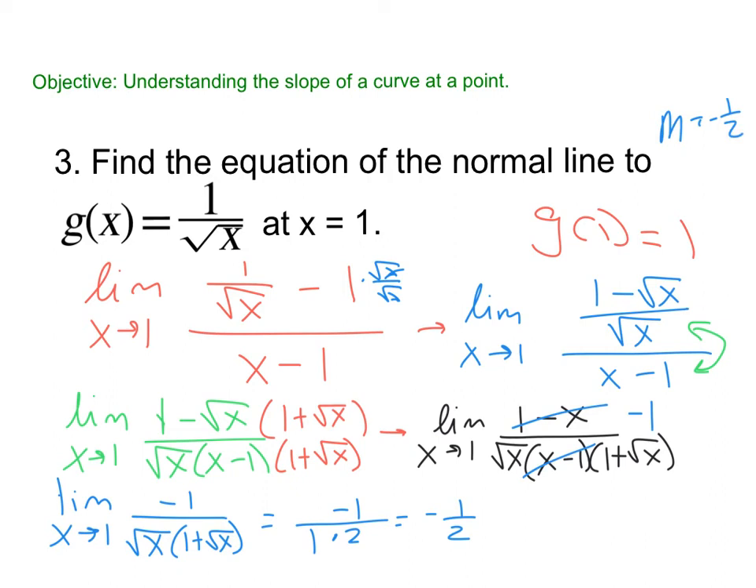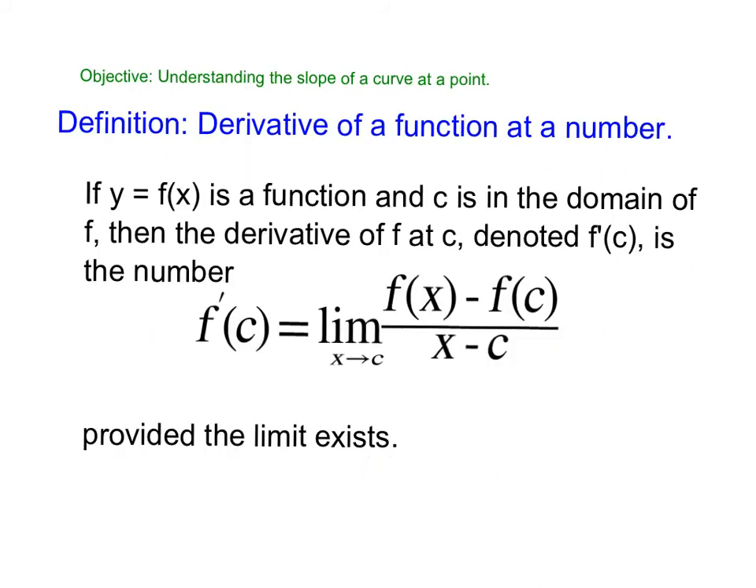So if we're looking for the normal line, what's the slope? Instead, our m is going to be 2, because remember, perpendicular is the negative reciprocal slope. So then I have m, and I have that point (1, 1). So y minus 1 equals 2 times (x minus 1). And that's it.